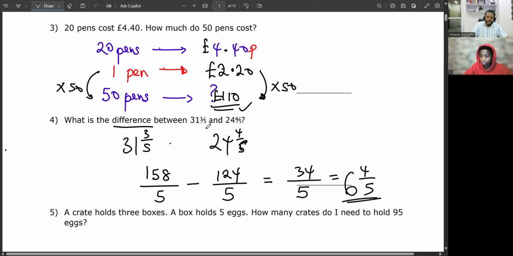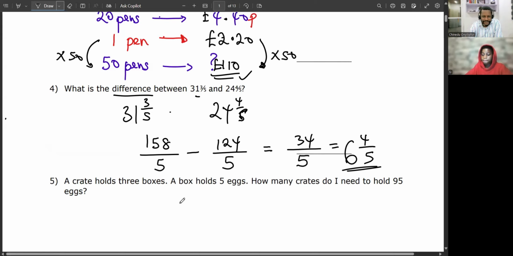I would like you to write the steps that I took. Try to change each of the mixed numbers to top-heavy fractions, and the word difference simply means you take away, right? All right. Are you okay with that? Yes, sir. Are you sure? Yes, sir. Okay. Number 5.